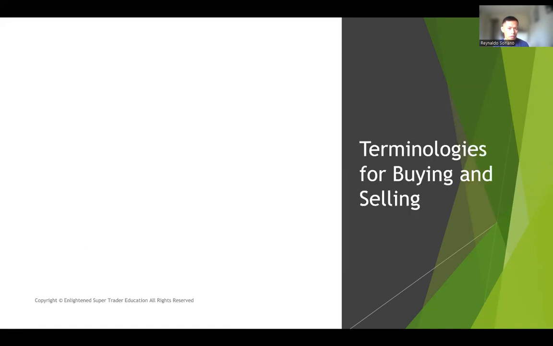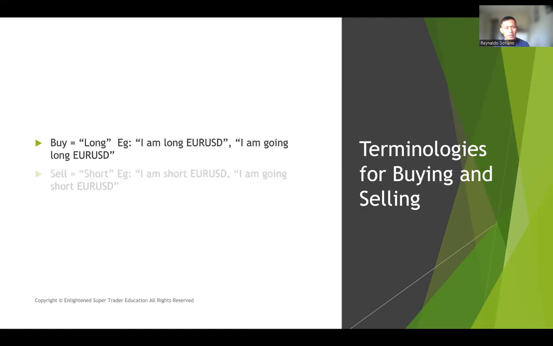So what are the terminologies used for buying and selling? You'll see traders using the words a lot. They will say, I want to go long the euro US dollar. I want to go long Apple. I want to go long the S&P. I want to go long gold. I want to go long copper. So long simply means that you are buying. Shorting simply means selling. I want to short the euro US dollar. I want to short Apple. I want to short Facebook. Then it means that you want to sell that asset.